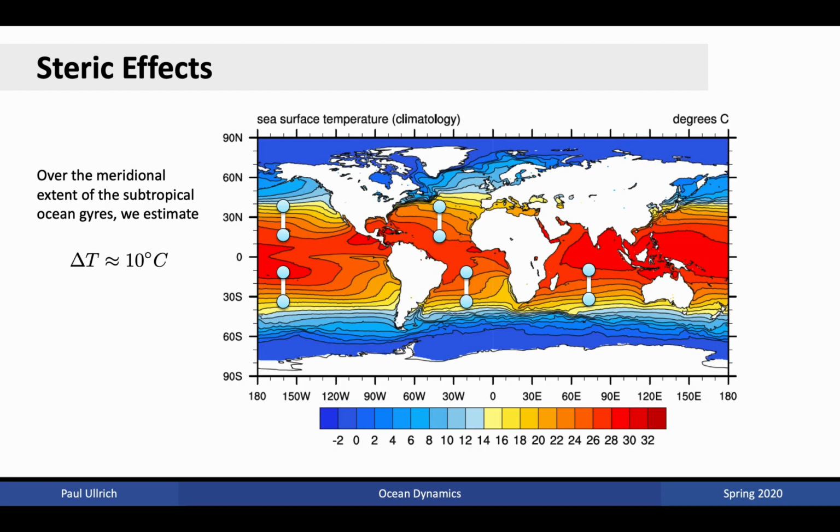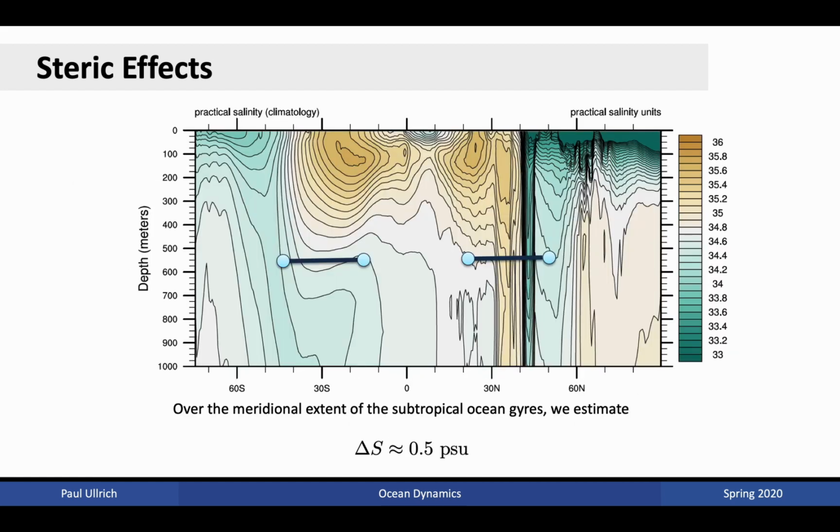Over the meridional extent of the subtropical gyres, we estimate that the temperature difference is about 10 degrees Celsius. This is fairly consistent throughout the oceans. The salinity variations can be deduced from the zonal cross-sections of the salinity. What we see over the meridional extent of these subtropical ocean gyres is that the difference in salinity is approximately half a practical salinity unit.